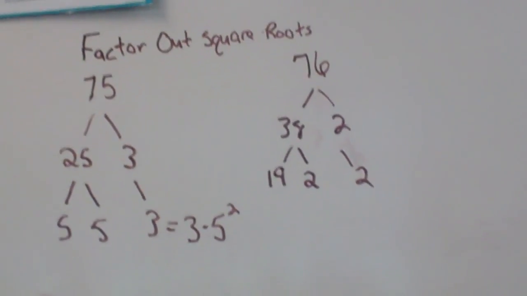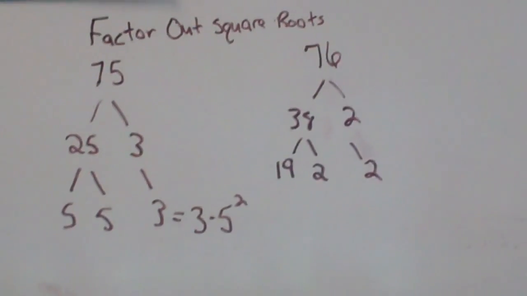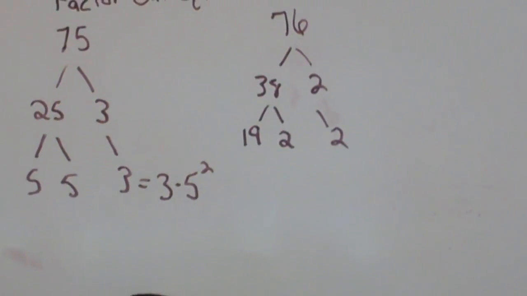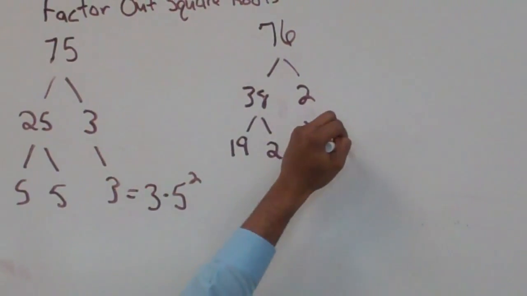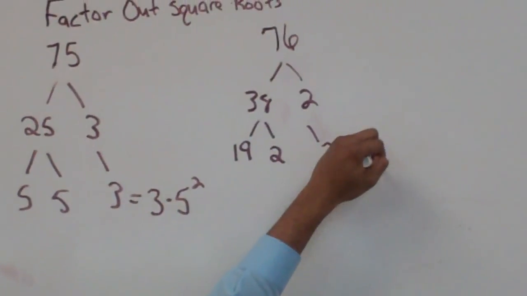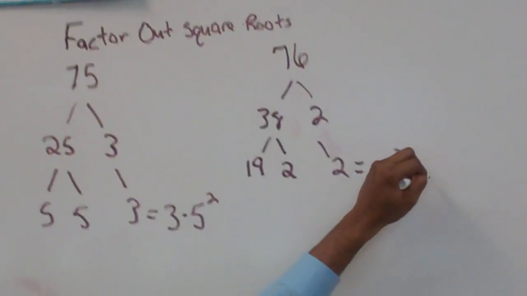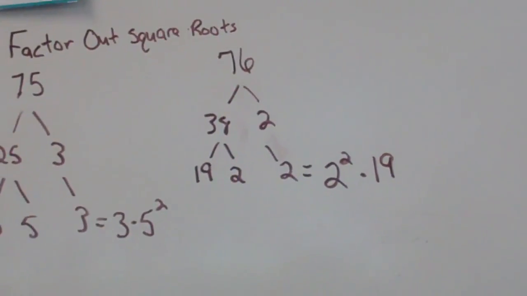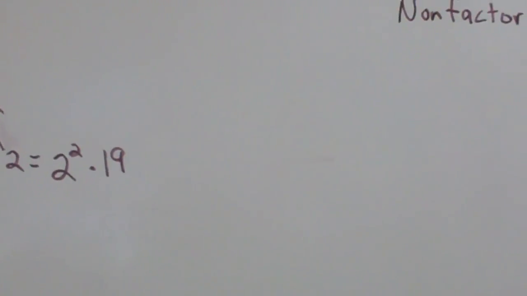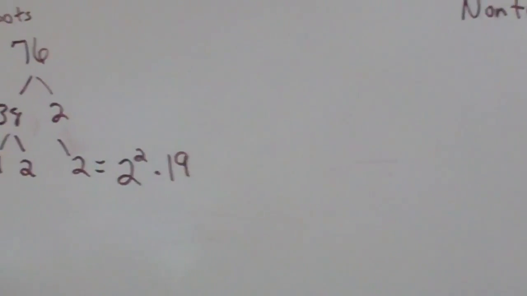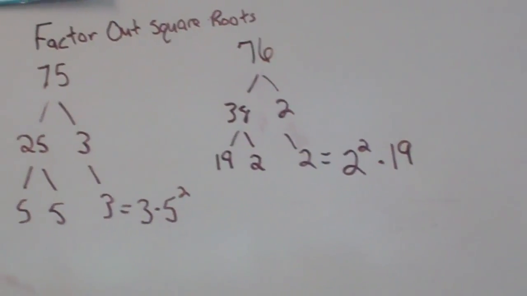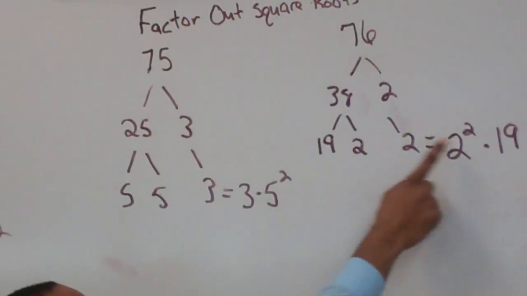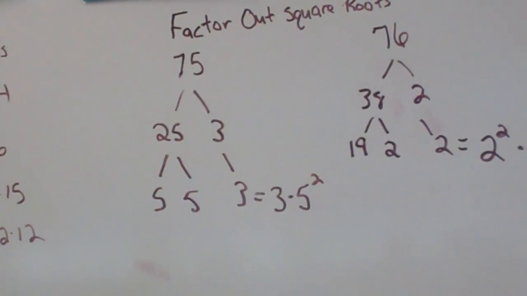Can I break 19 down any further? No. All right. So I'll write 2 squared times 19. So we understand prime factorization? Yes. Also, if I have a number without one of these exponents, the understood exponent is 1.